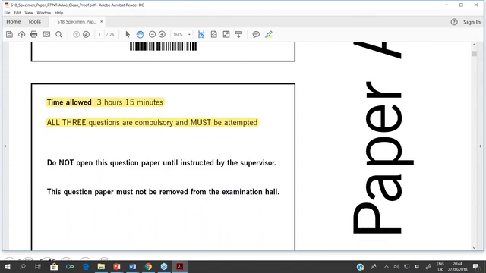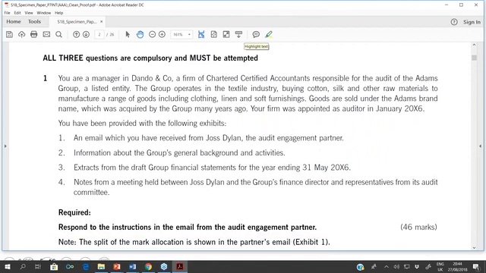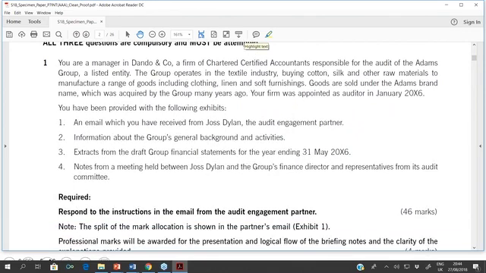Now, if you go down and you look at the format of the paper, it says you are a manager in Dando and Company, a firm of chartered certified accountants responsible for the audit of the Adam Group, a listed company. The group operates in the textile industry, buying cotton, silk, and other raw materials to manufacture a range of goods including clothing, linen, and soft furnishing. Goods are sold under the Adam brand, which was acquired by the group many years ago. Your firm was appointed as auditor in January 2016. You have been provided with the following exhibits.